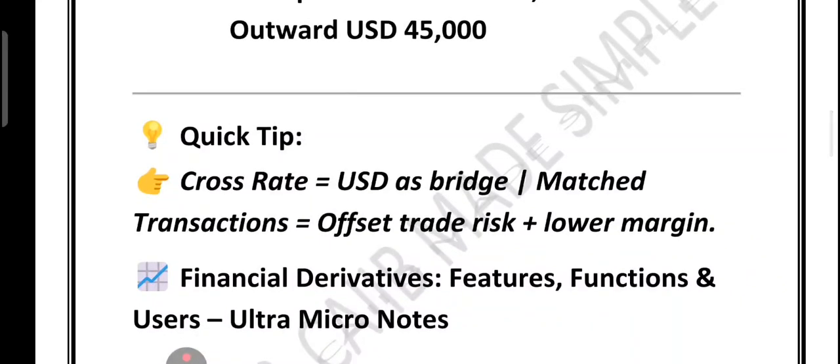So remember, in the case of cross rate, the dollar acts like a bridge. Matching transactions offset trade risk plus lower margin.